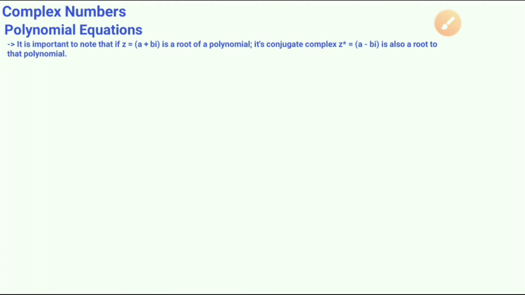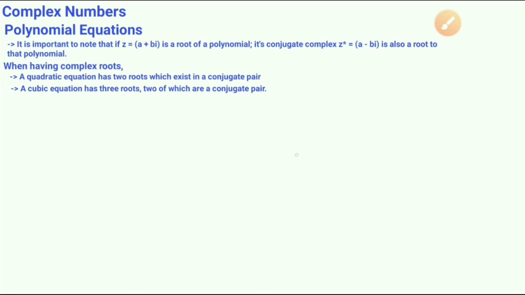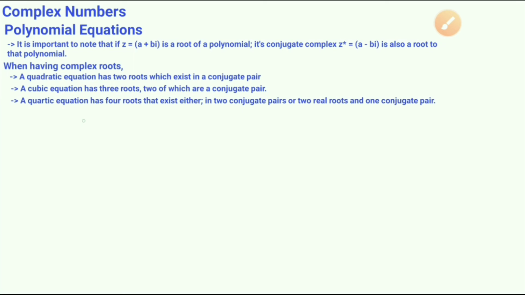Polynomial equation. It is important to note that if z equals a plus b iota is a root of a polynomial, its complex conjugate is also a root of the polynomial. When having a complex number, a quadratic equation has two roots which exist in a conjugate pair. A cubic equation has three roots, two of which are a conjugate pair. A quartic equation has four roots that exist either in two conjugate pairs or two real roots and one conjugate pair.